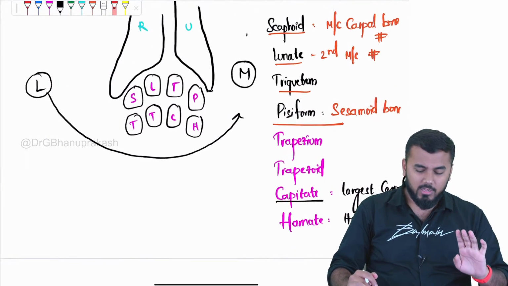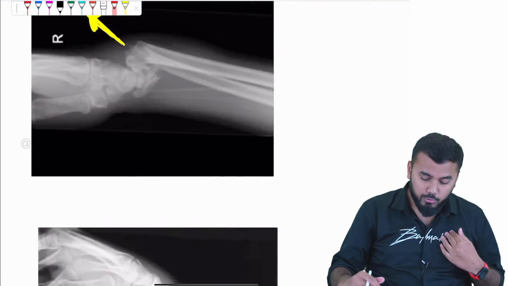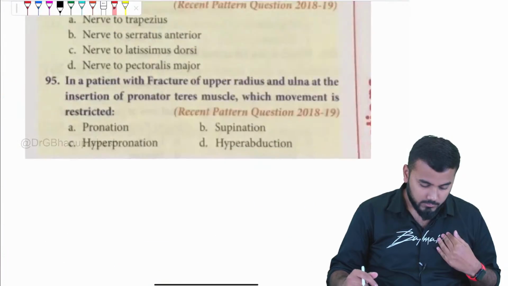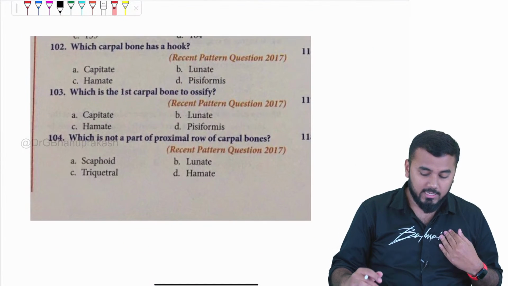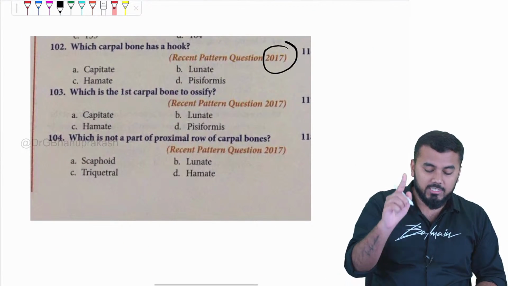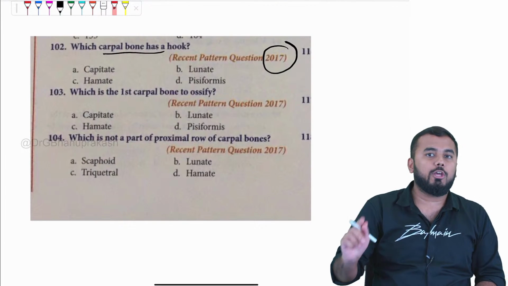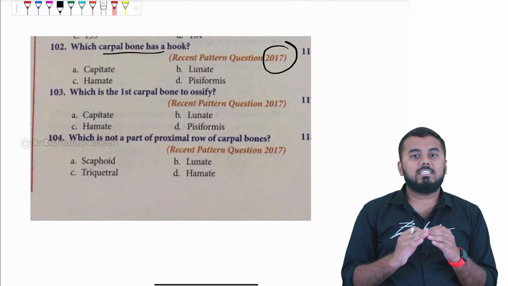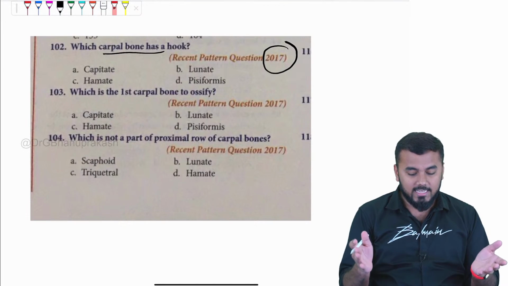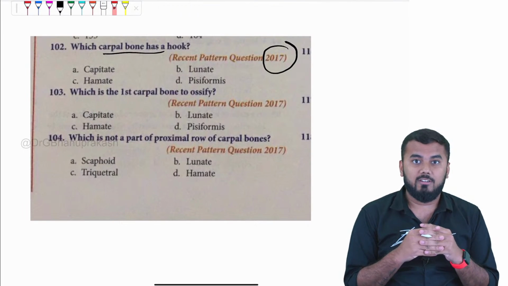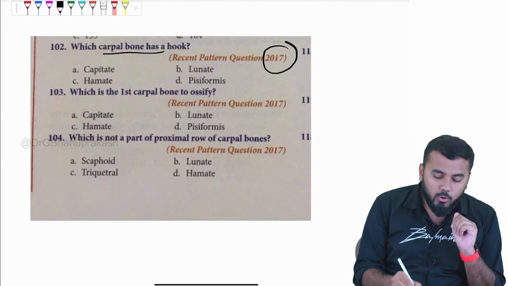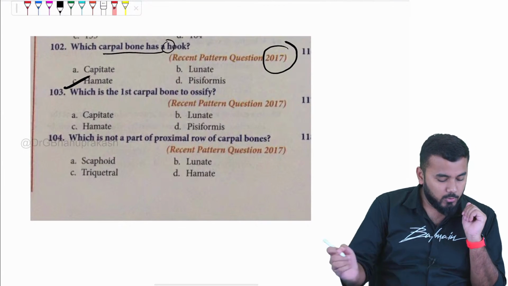MCQs will be covered. If you don't trust me, I'll also make you do MCQs. Look here. In the 2017 FMGE exam, they asked which carpal bone has got a hook. Now you will answer it very perfectly, but after studying all the 19 subjects, when you finally enter the exam, this will be the most difficult question. That is why I'm telling you again and again, revise, revise and revise. Which has got a hook? H for hamate. So the hamate bone has got a hook.